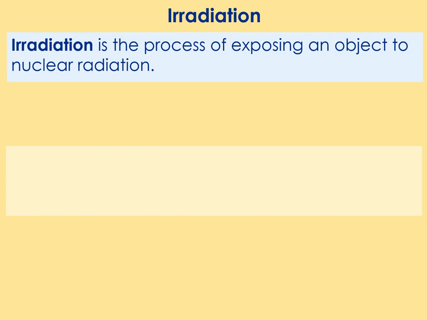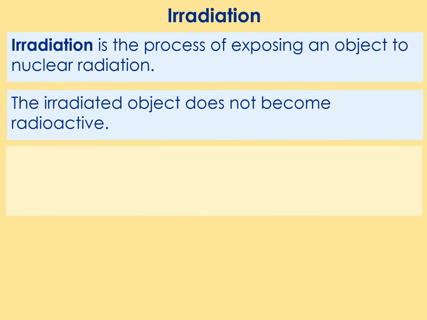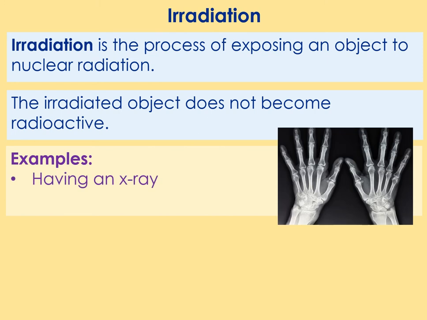So, irradiation is the process of exposing an object to nuclear radiation. If an object is irradiated, it just means it is in the presence of something that is radioactive. It doesn't mean that the object itself becomes radioactive. So, for example, if you have an X-ray, X-rays are ionising. The moment you have the X-ray, you've got a slightly higher likelihood of a DNA mutation, but afterwards there's no long-term effects.